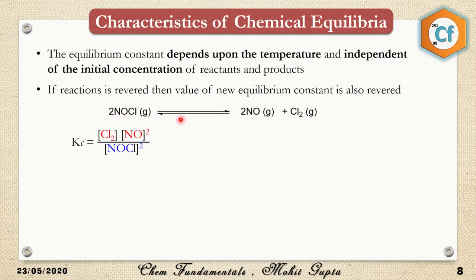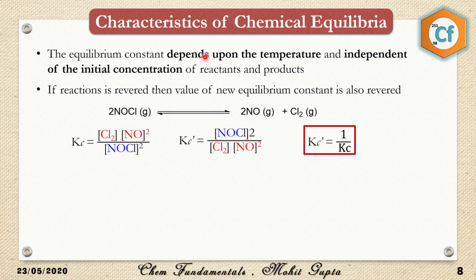For this reaction, 2NOCl giving us 2NO plus Cl2, we can write Kc equals Cl2 into the concentration of NO raised to power 2, divided by the concentration of NOCl raised to power 2. Now if I reverse the reaction, then these would be the reactant and this would be the product. So this would be my new equilibrium constant: NOCl raised to power 2 divided by Cl2 into NO raised to power 2. What is the relation between the two? Kc and Kc prime are reciprocals of each other. So if you reverse the reaction, the value of the equilibrium constant would be 1 by the old equilibrium constant.